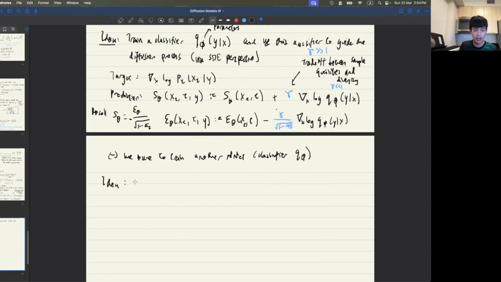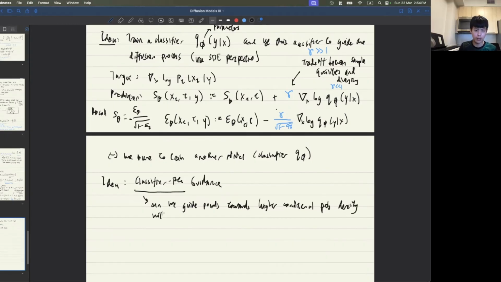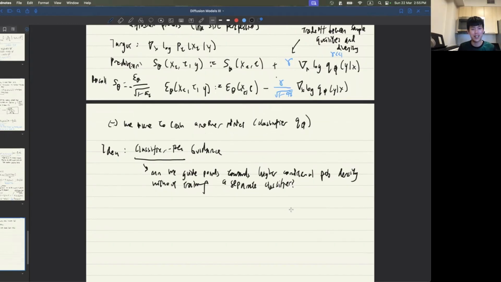So another idea is to use classifier-free guidance. This adjective classifier-free is really saying, can we achieve the same thing? Can we guide points towards higher conditional probability density without training a separate classifier? And the answer is, of course, yes, right? Because people have achieved it.